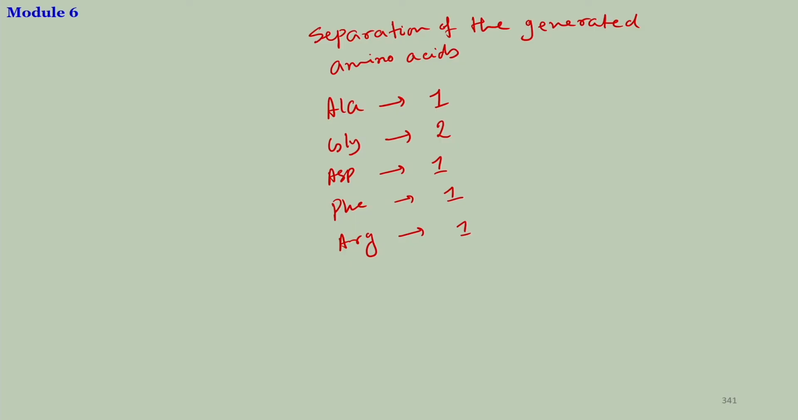Now, what you do, you try to separate these individual amino acids using a chromatographic technique. Chromatography is a separation technique where you can separate individual molecules. If you have a mixture of a number of molecules, then you can separate them into the individual ones using the chromatographic technique. There are a variety of chromatographic techniques available. I will talk about those in detail when we talk about the modern techniques in that module.